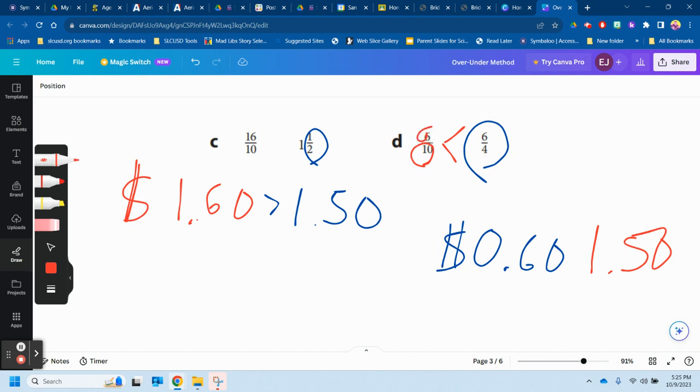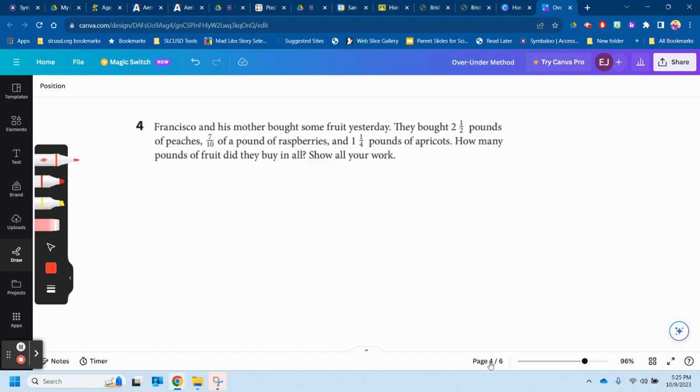So this is less than a whole because the whole piece is cut into 10, and I only have 6. It's cut into 4, so I have 6. The numerator is larger than the denominator here. Okay, let's take a look at number 4, kind of going quickly.